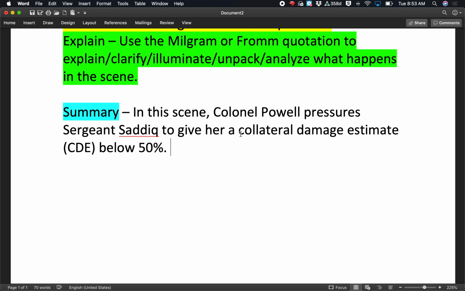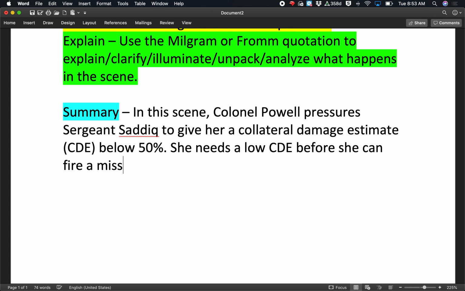Notice what I did with collateral damage estimate. In the film, they call it a CDE. I'm comfortable calling it a CDE. So I write out collateral damage estimate, and then every time thereafter, I write CDE just to save space. It's in the scene for the pressure sergeant Sadiq. Give her collateral. She needs a low CDE before she can fire a missile at a terrorist compound.